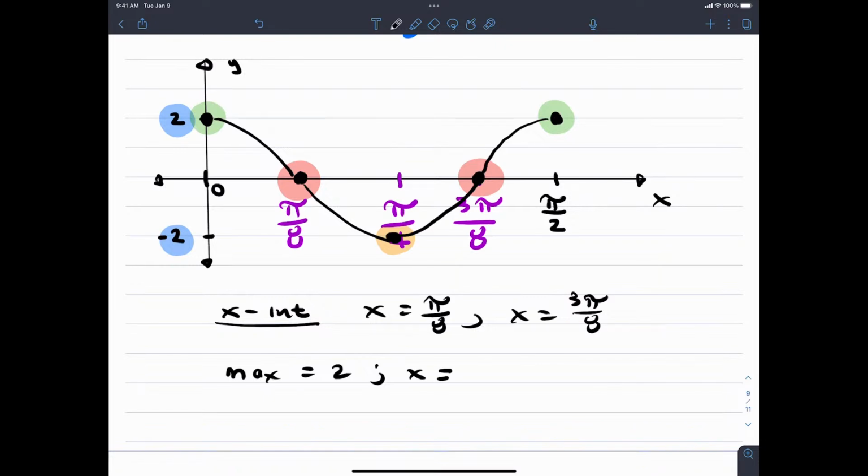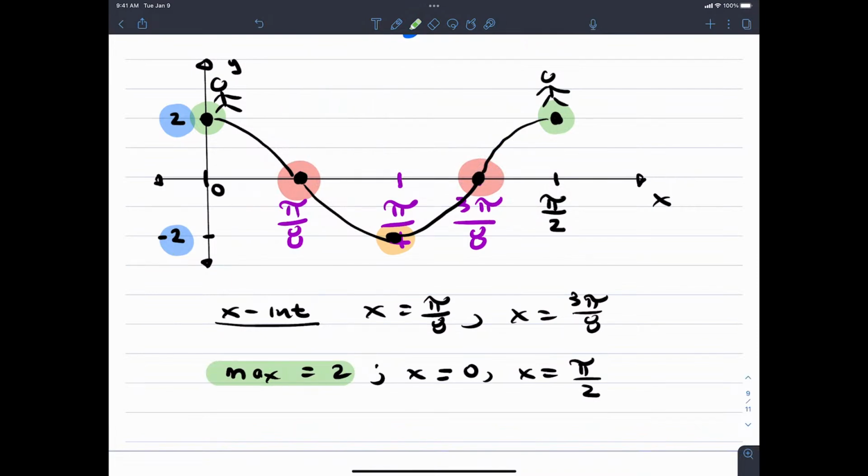Good. It equals 2. Now, for what values of x does that happen? If you're on top of this hill, right here, what's the location for x? It is 0. What else? Pi over 2. That even helps you, ladies and gentlemen, I would say, to remember how cosine behaves.